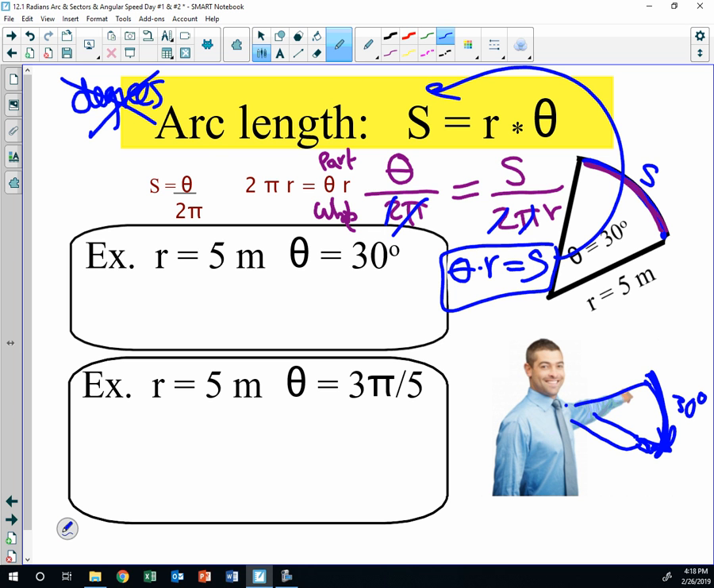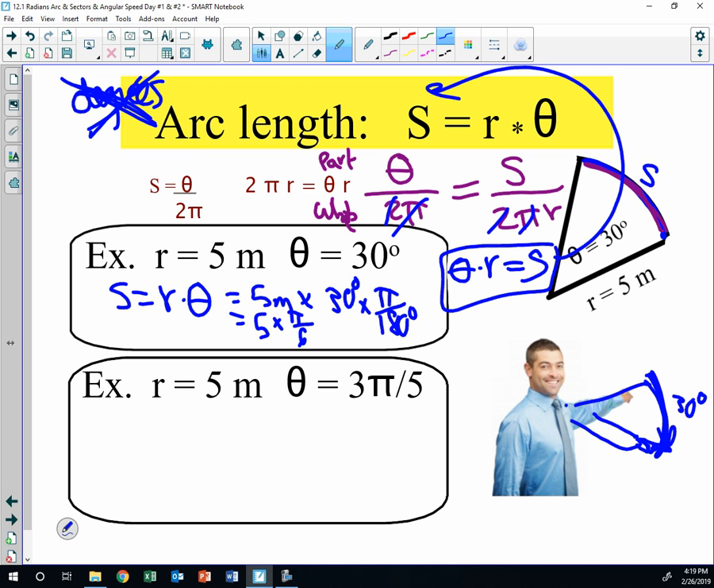So the only thing I got to warn you about is when you find this arc length, the distance moving on the circle, you can't just take 5 meters times 30. It'll be wrong because degrees are not made up. You can't use degrees. So we'll convert it into radians by multiplying by pi over 180. And that's going to be 5 times pi over 6, which is 5 pi over 6 meters. That will be my distance.